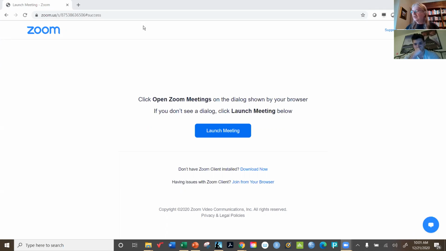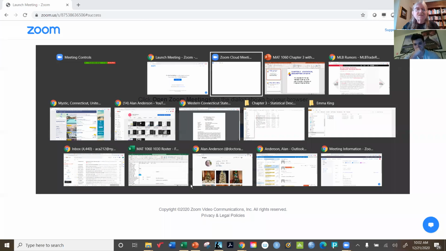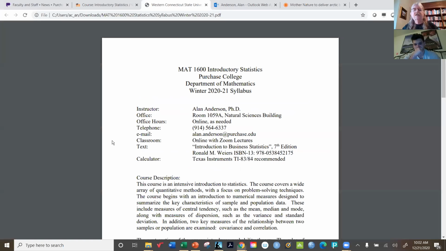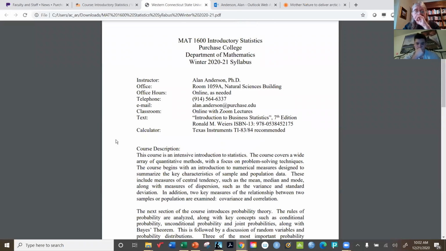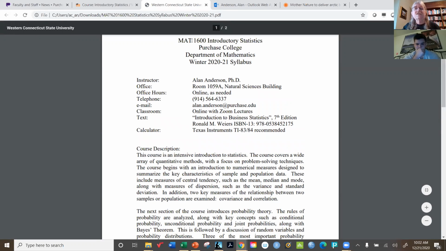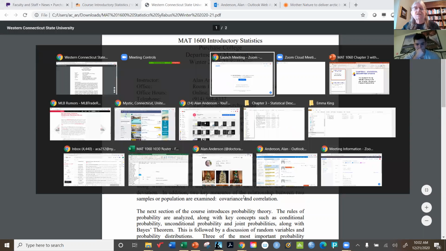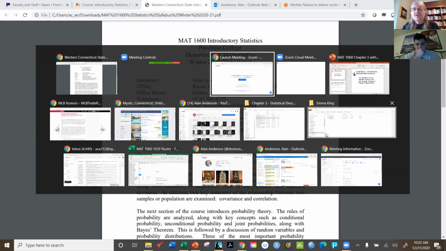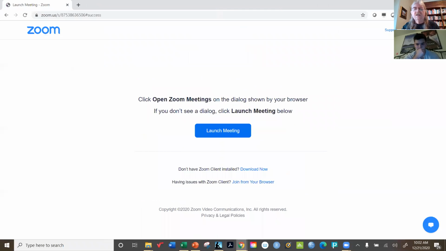The first thing I want to show you is the syllabus. So let me get that open here. Let's see, I got it open here somewhere. There it is. Okay, so this is available on Moodle right now as we speak. In fact, why don't we go over to Moodle first before we look at the syllabus. I think some of you may not be Purchase students, so you're not familiar with Moodle. Moodle is the website that they use here to keep track of all the information.